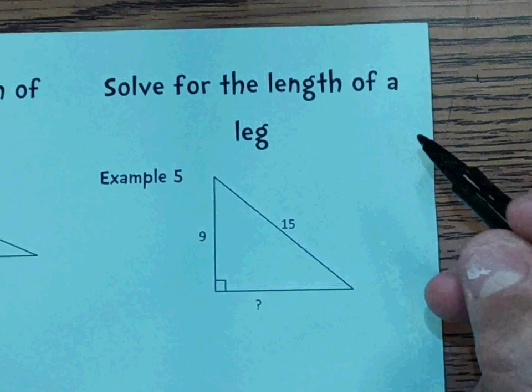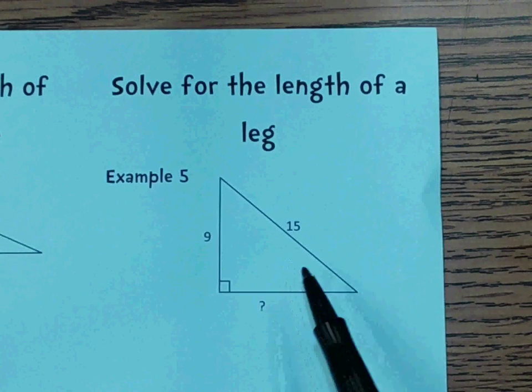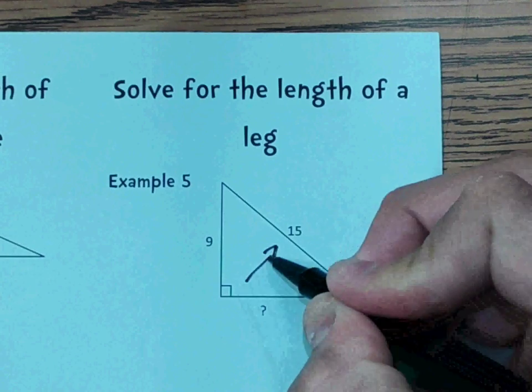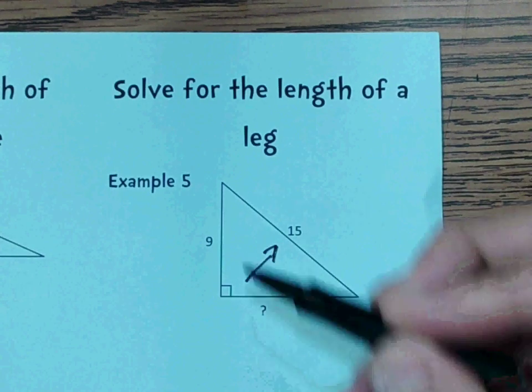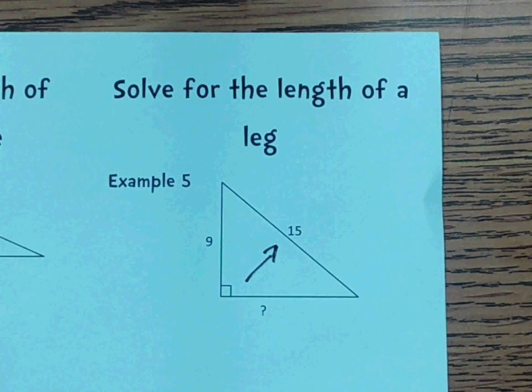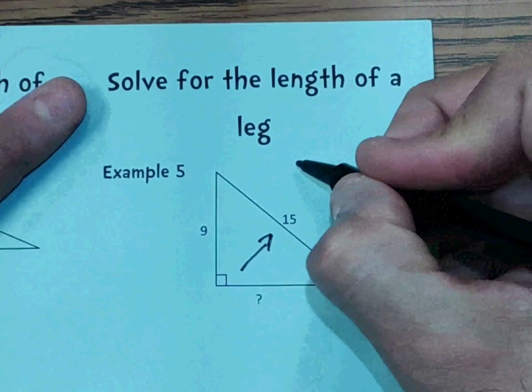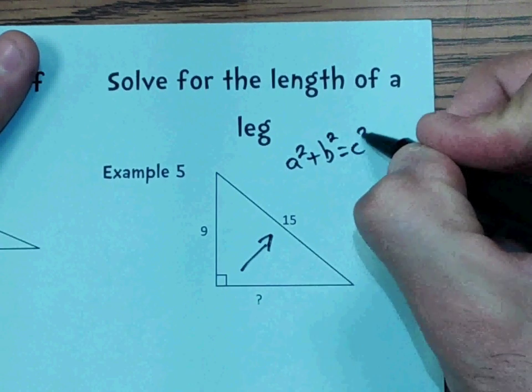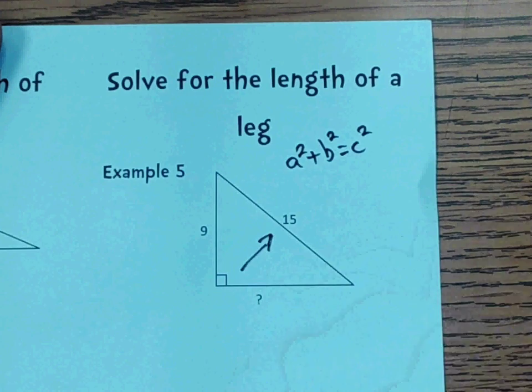But look at this example right here. You notice that we have our C already. Remember, the C, the hypotenuse, is opposite of the right angle, and we have a leg. So we're actually solving for a leg in this example. You're still going to use your Pythagorean theorem, a squared plus b squared equals c squared, and you're just going to use it a little differently.